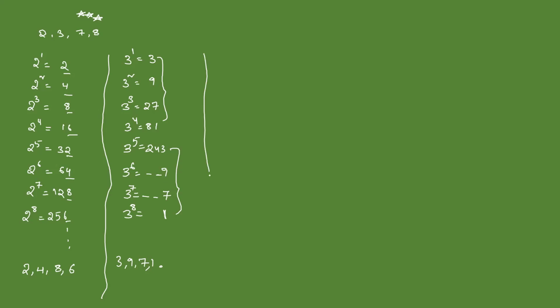Okay, now next one, 7. 7 power 1, what is it? 7. 7 square, what is it? 49. 7 cube, what does it become? 343. 7 power 4, I too don't know directly, students, so I need to calculate. I don't want to waste the time. So 343 into 7 means I need to multiply one more 7 here.